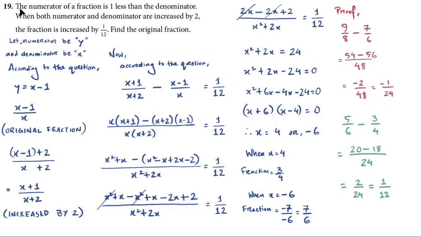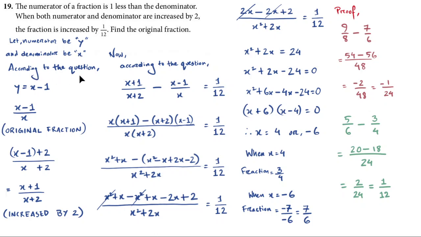In this question it says the numerator of a fraction is 1 less than the denominator. When both numerator and denominator are increased by 2, the fraction is increased by 1 by 12. We need to find the original fraction. So let the numerator be y and the denominator be x.